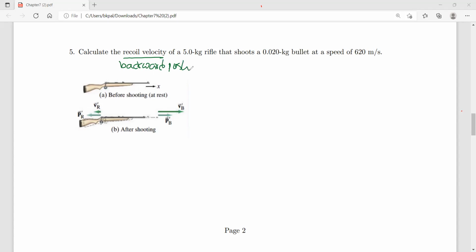Before the interaction between the bullet and the rifle, before triggering, both the bullet and the rifle were at rest. Before the collision, where collision here means the interaction between the bullet and the rifle, the total momentum is equal to 0 because both were at rest. After the collision, we have the mass of the rifle, the recoil velocity of the rifle, the mass of the bullet, and the velocity of the bullet. So before collision equals after collision, and from this equation we can write this.